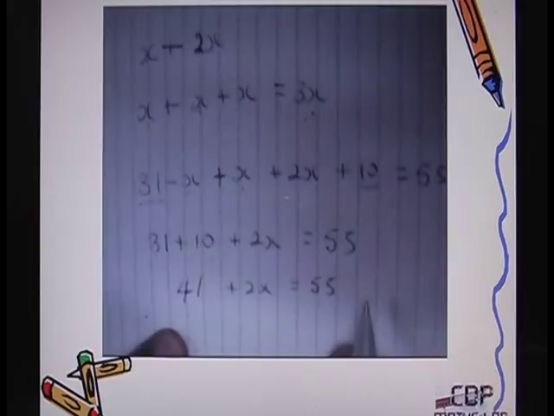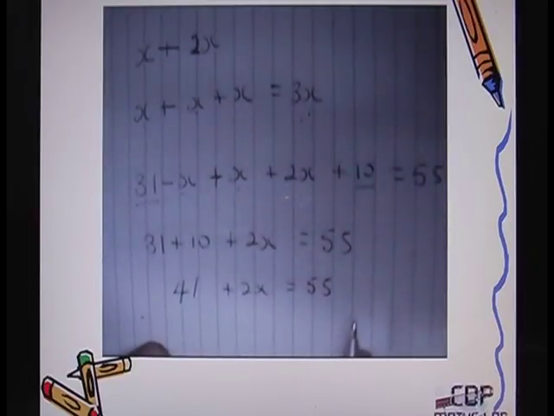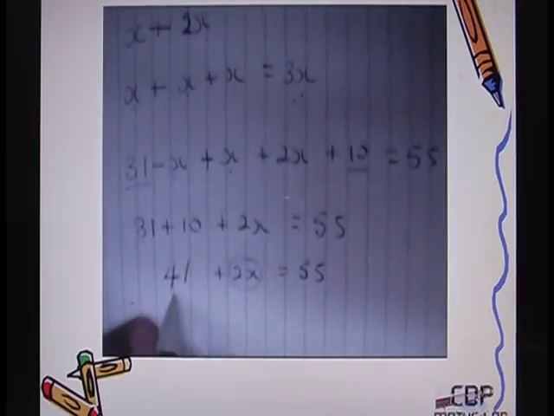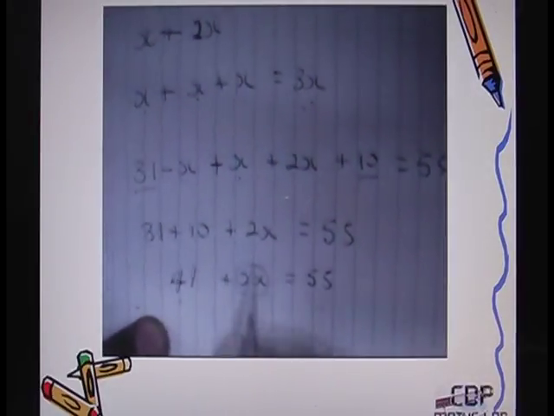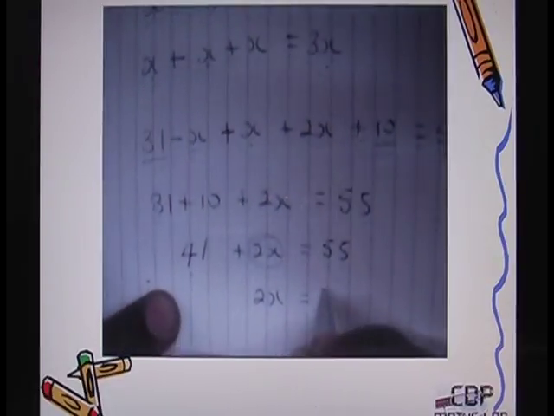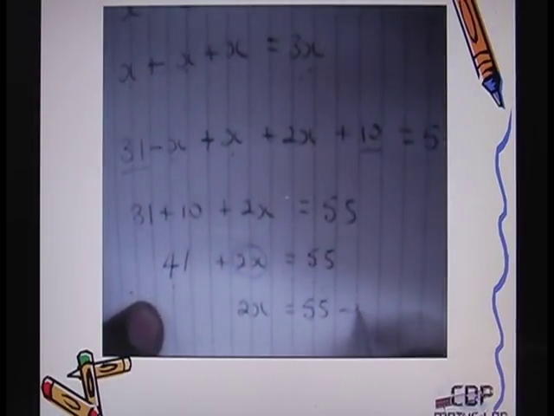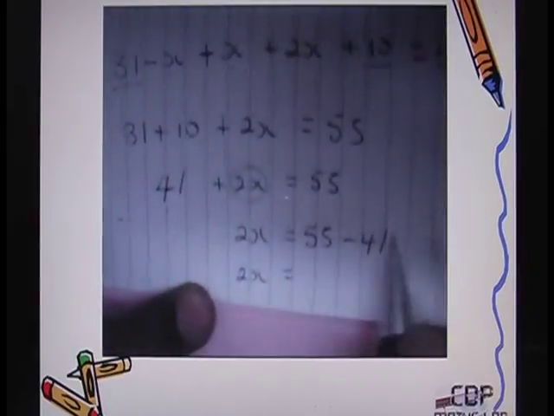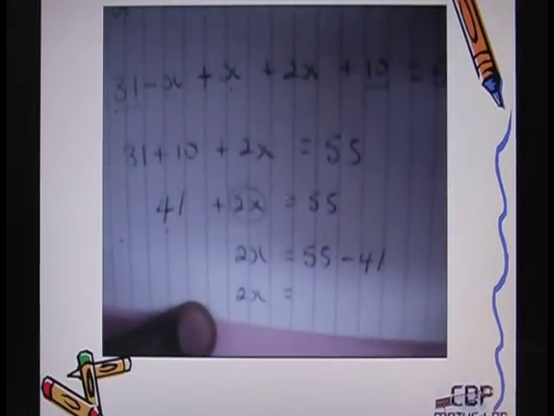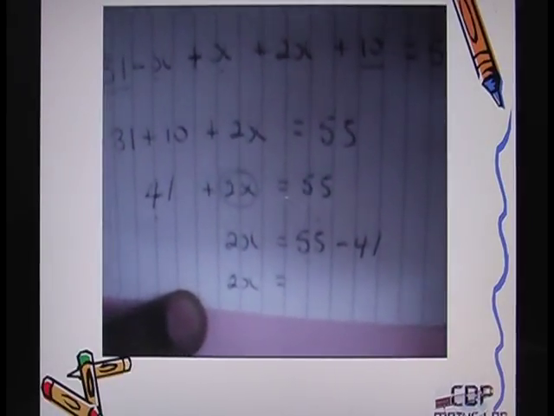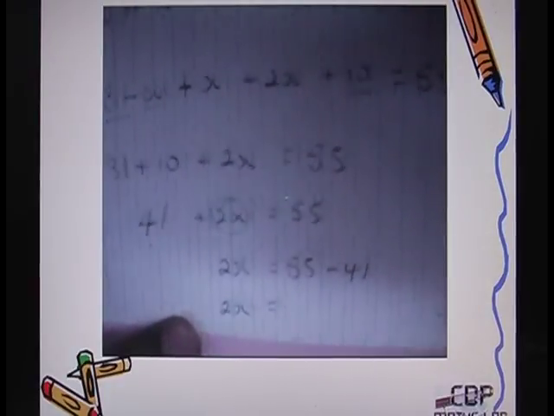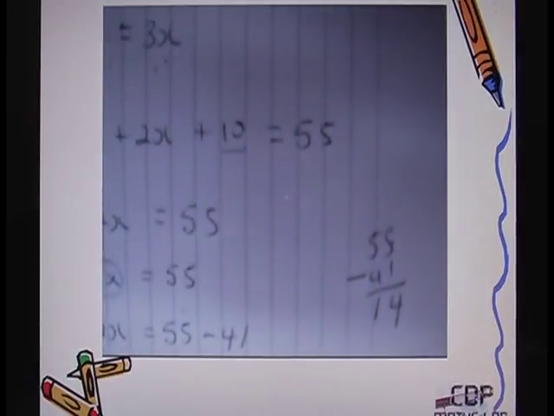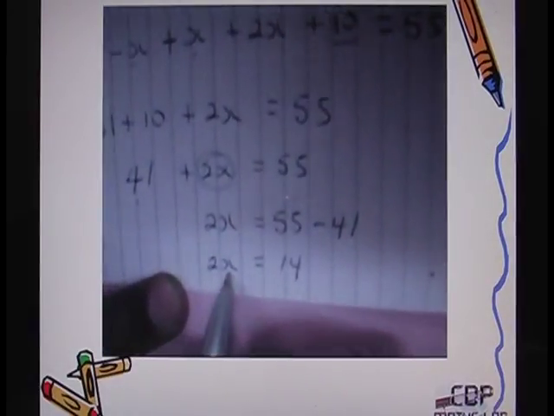Now in algebra, you'll be taught certain methods, but we're not teaching algebra here, so we're going to use a simple basic step. To find the value of X right here, we're going to subtract this 41 from this 55. So 2X is equal to 55 minus 41. And what's the answer there? If you say 55 minus 41, 1 from 5 is 4, 4 from 5 is 1. So that gives us 14.